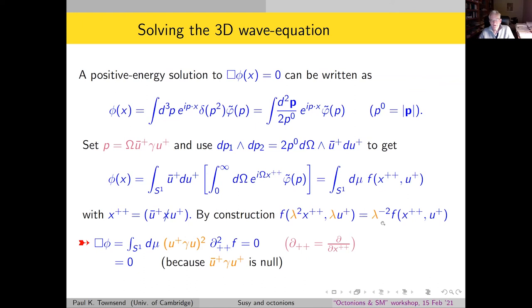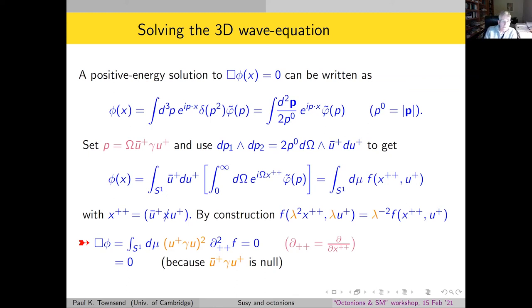It has the correct weight to be an integrand, this has weight two. It's an integrand of weight minus two. Hence you get something invariant. That's a solution. And you can check that it's a solution because if you take box of this, each time you bring down a derivative with respect to x plus plus, because x only appears through this quantity here. That gives you a u dagger gamma u. Maybe there's a bar there missing. Well, that square is null because that's a null vector. So now I'm using the fact that u bar gamma u is null. That's basically the three-dimensional case of what I said before, that this big u plus u dagger u has a unit zero determinant.